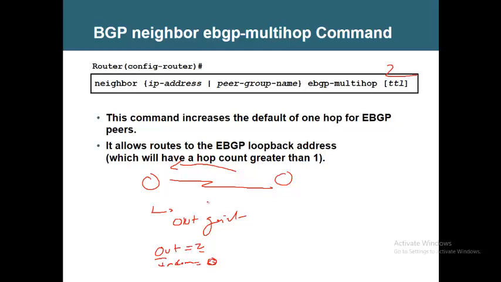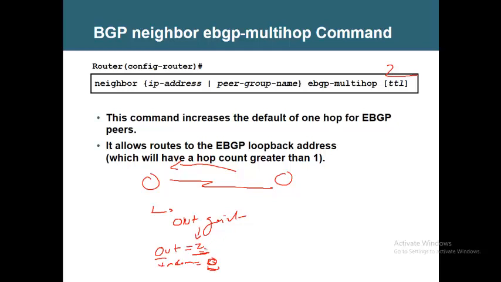So incoming 0 means the packet may come from anywhere, I don't care. But I am not going to send too far. I'm going to send only 2 hops away. I'll send only with TTL of 2, which means the packet cannot go more than 2 hops. You got it? Yes, sir.